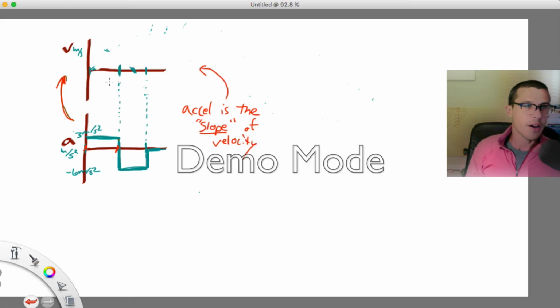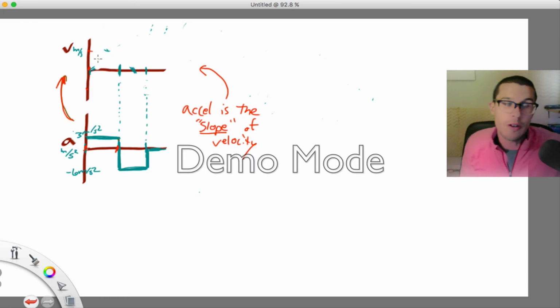I'm just saying the same thing, but in reverse now. I'm going to think about how I'm going to change this acceleration into velocity. Well, it's a slope. So I need to make, from this time point, and notice that I don't know where this velocity starts. It could start at any value. It could start down here. It could start up here. But I'm just going to assume it starts at 0.